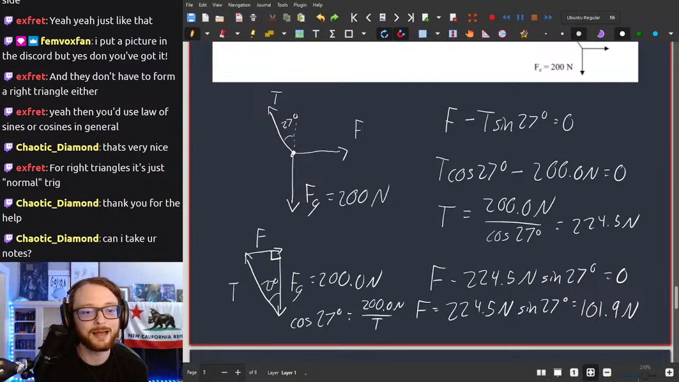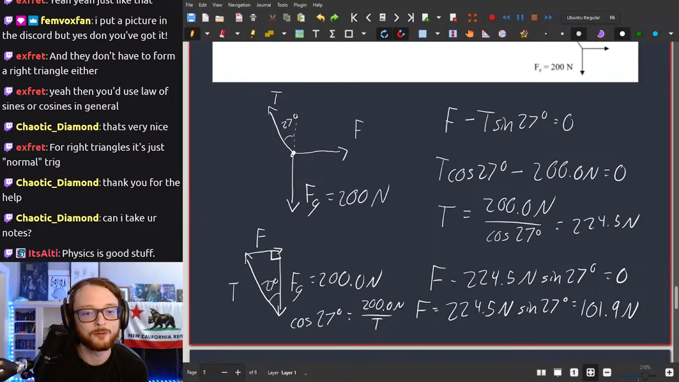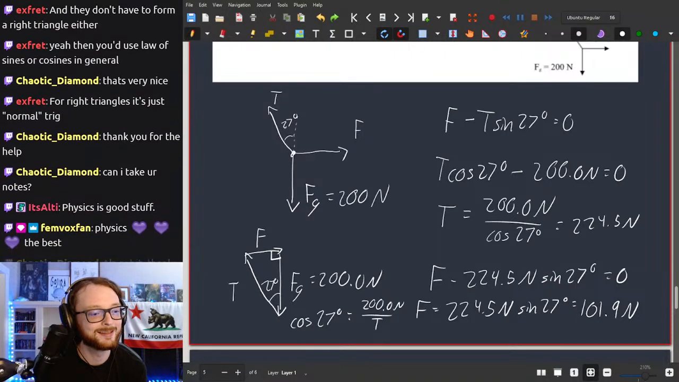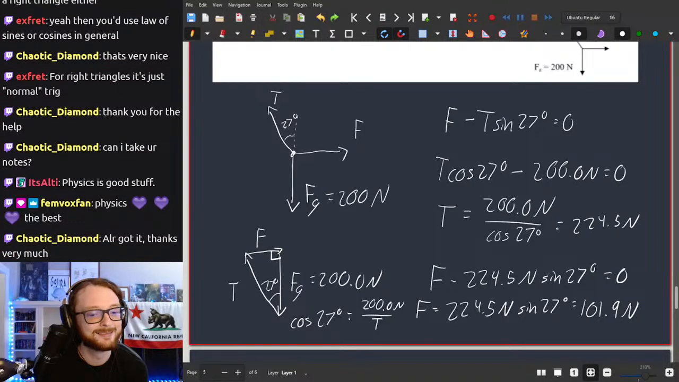But yeah, I did the general way of solving force problems, just using F equals ma. Physics is good stuff. Well, some types of physics at least. No worries. Thank you for the question.